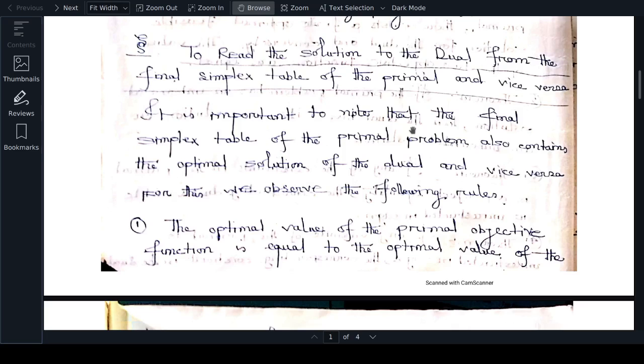And next, number 2 point will be what? Delta j. Delta j is the same as earlier, Cj minus Zj. So with sign changed, this is the important line: the slack or surplus variables in the final simplex table for the primal are the values of the corresponding optimal dual variables in the final simplex table for the dual.